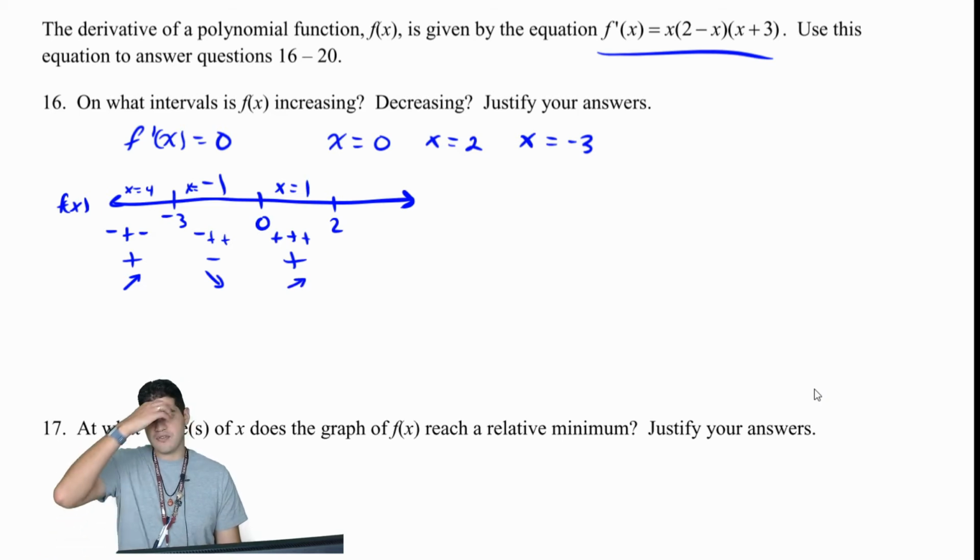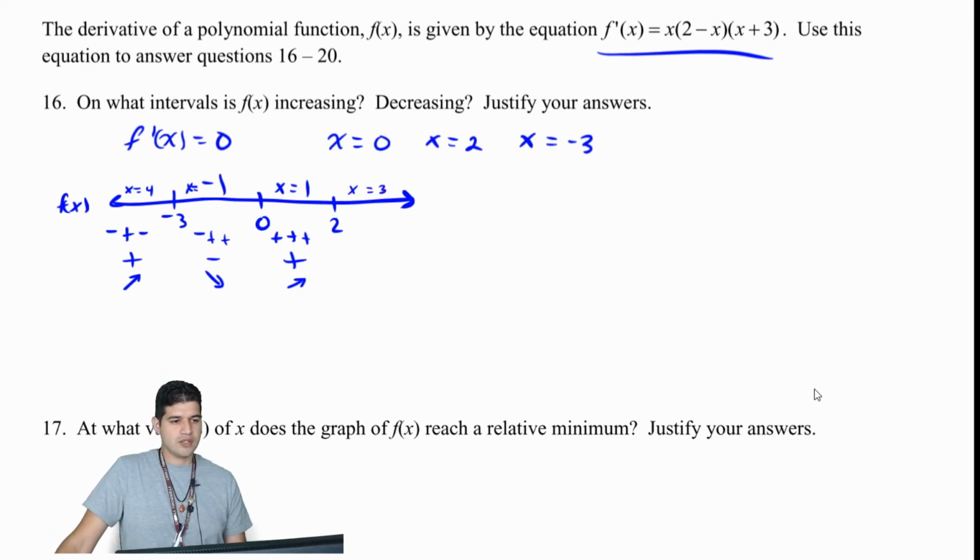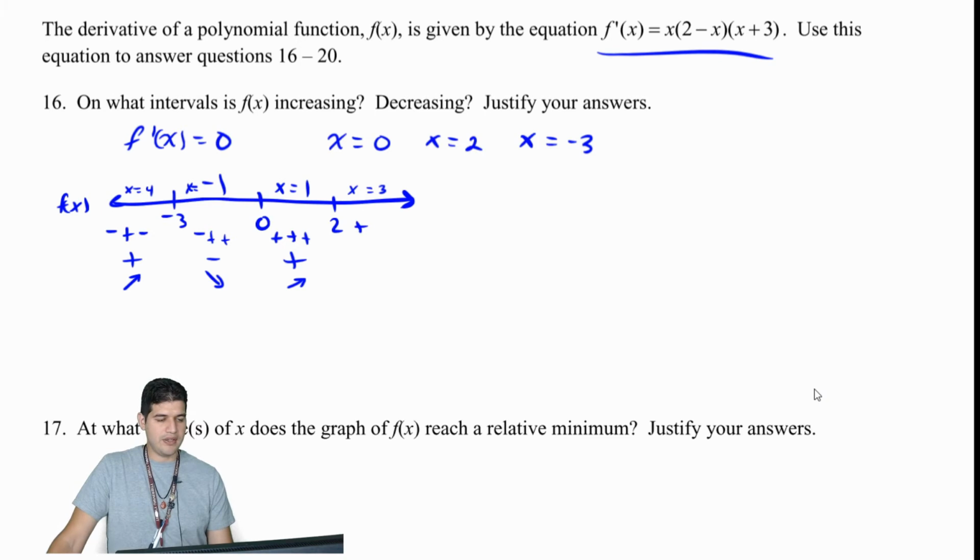And then now let's use a value greater than 2. I'm just going to use 3 in this case. x equals positive 3. So 3, that's going to be positive. And then 2 minus 3, that's going to be a negative. And then 3 plus 3, that's positive. So overall, this positive times a negative times a positive, I'm going to get a negative. So that means we're decreasing.